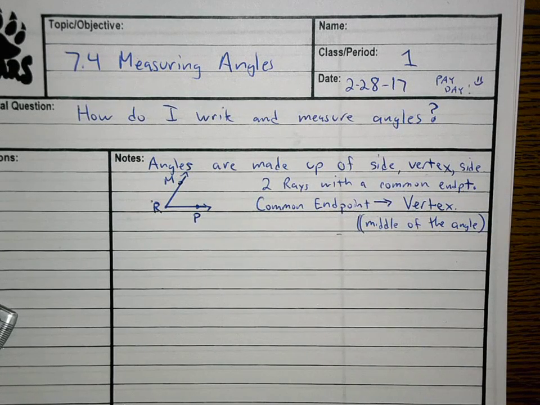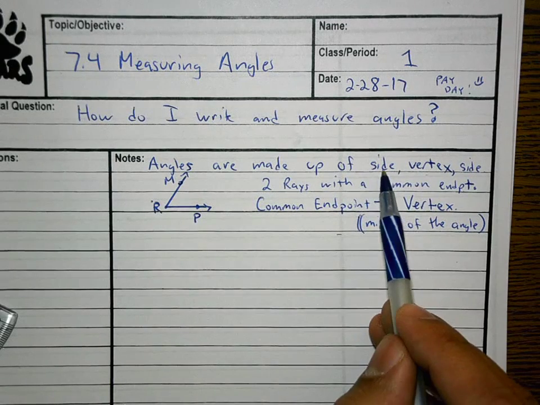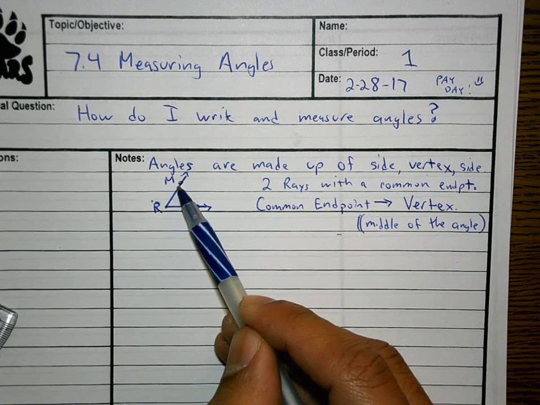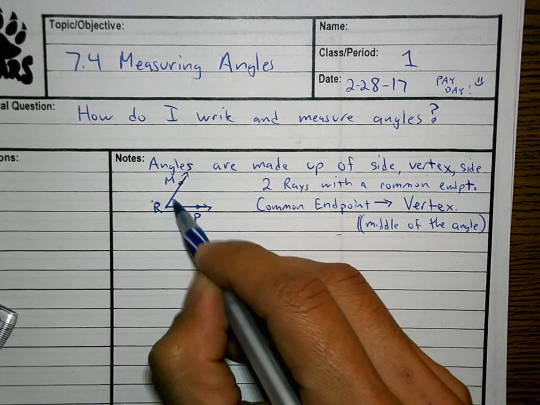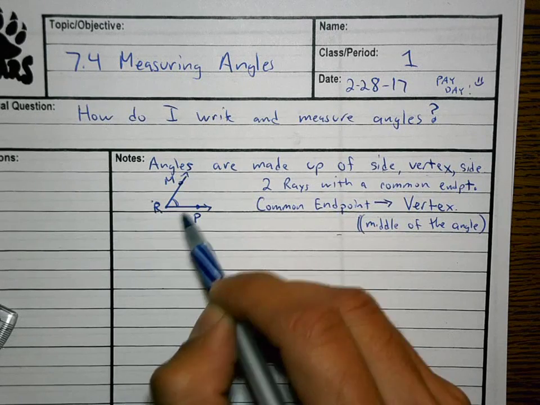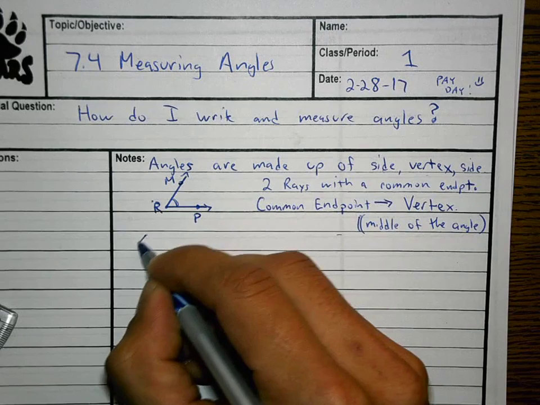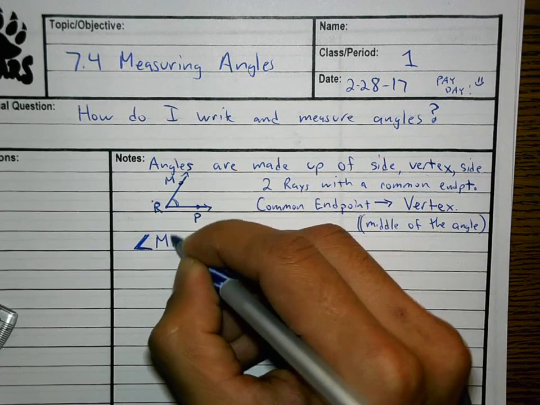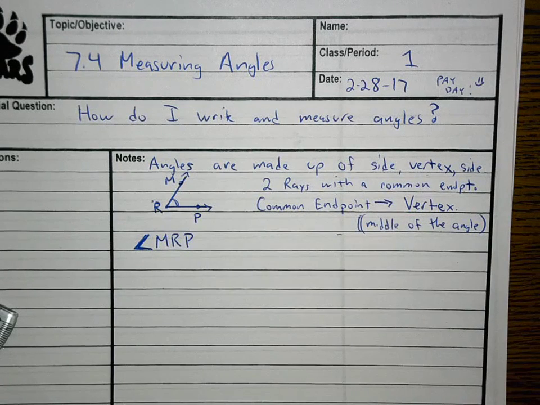The way we write this particular angle, since we need to write it side, vertex, side, is we have to pick something on the side of the angle. If we're talking about this angle right here, we pick a side, then the vertex, then the side. We use this angle symbol like this. Angle MRP. That's how we write it. Side, vertex, side. It has to be in that order.